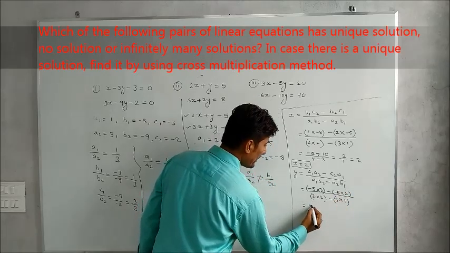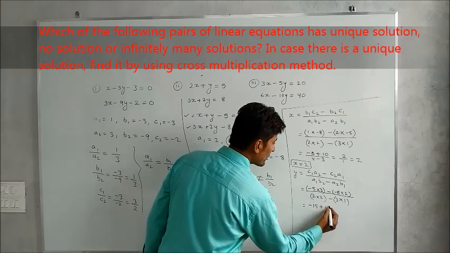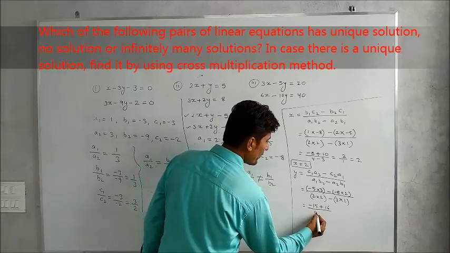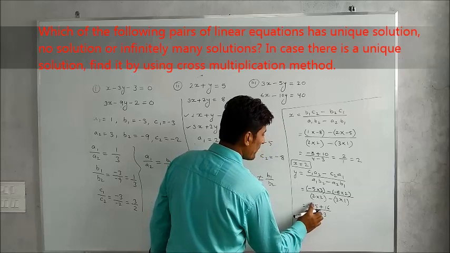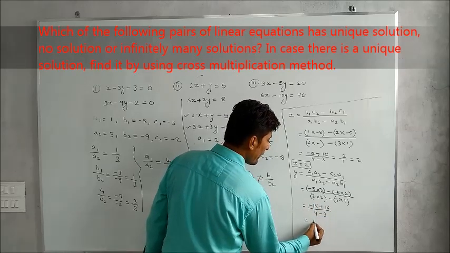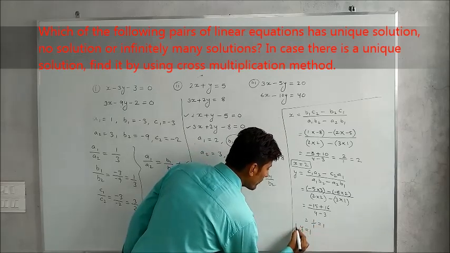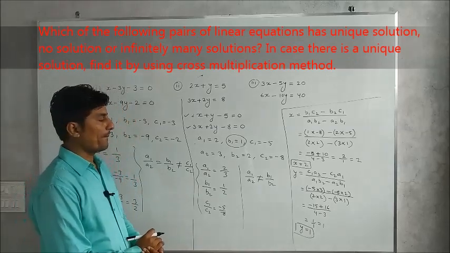So we can write here minus 15 minus minus, that is plus 16, upon 4 minus 3. Minus 15 plus 16 equals plus 1 upon 1. So that will be equal to 1. The value of y is equal to 1, while the value of x is equal to 2.